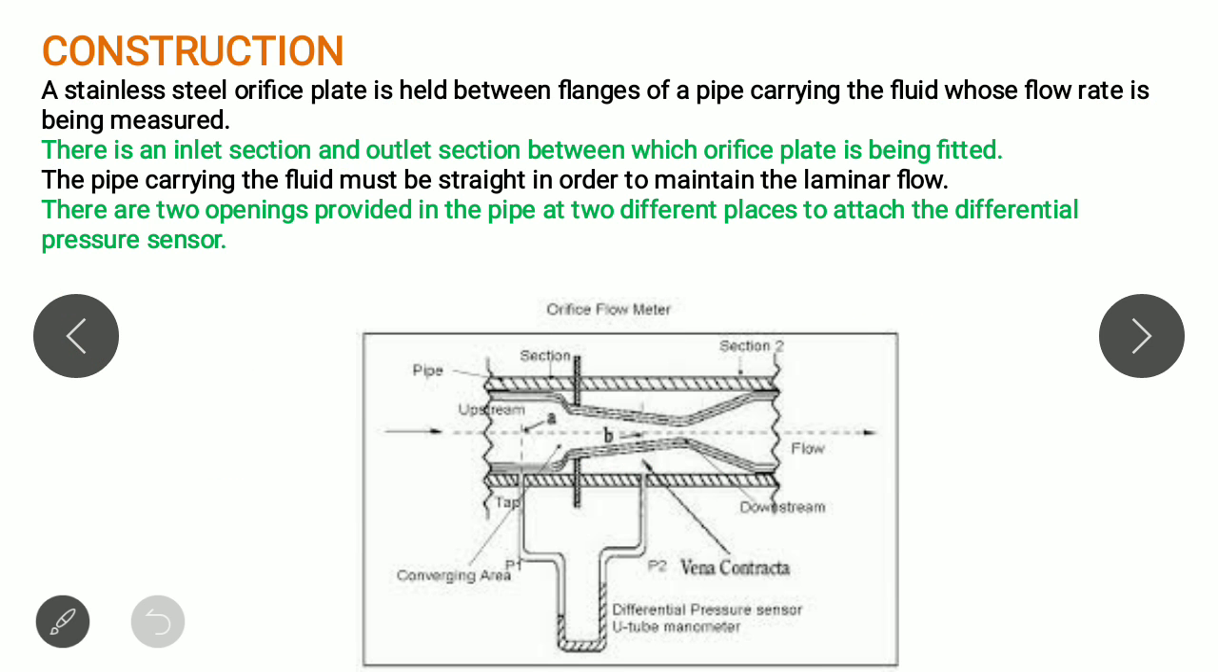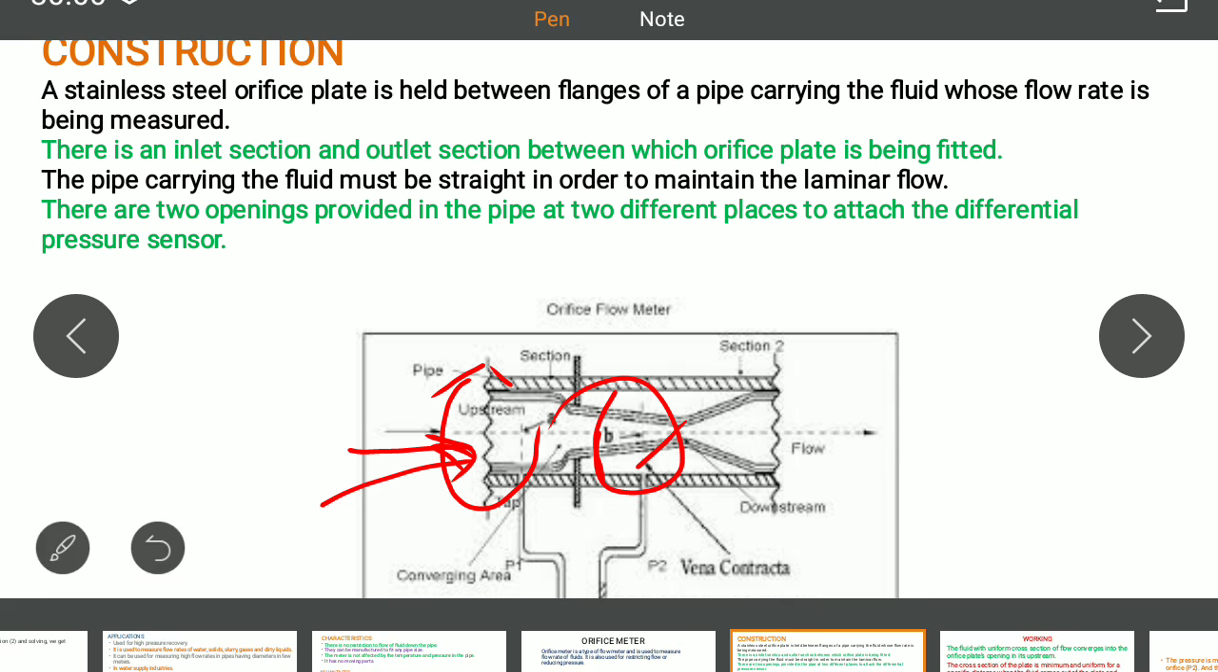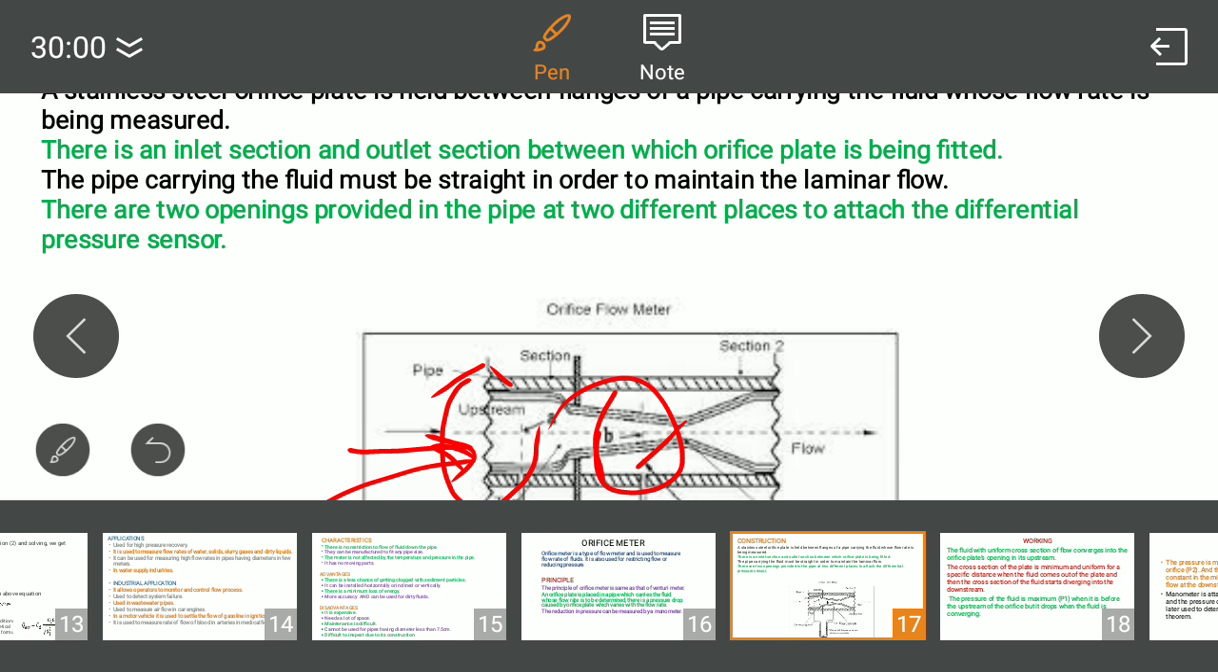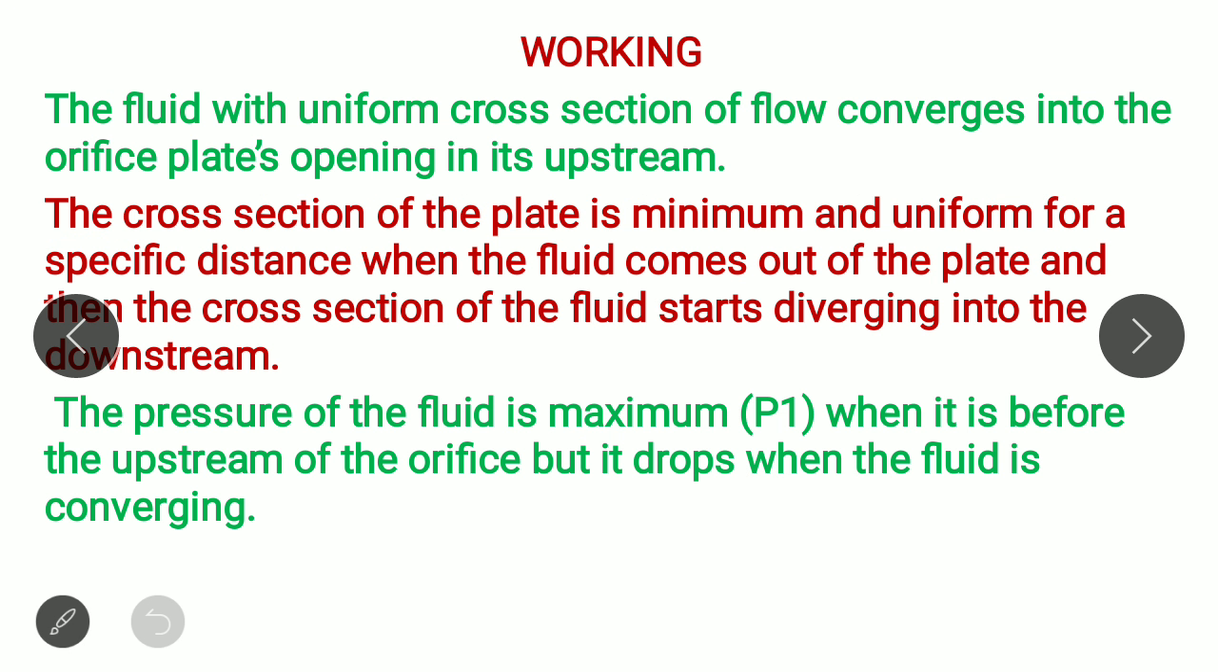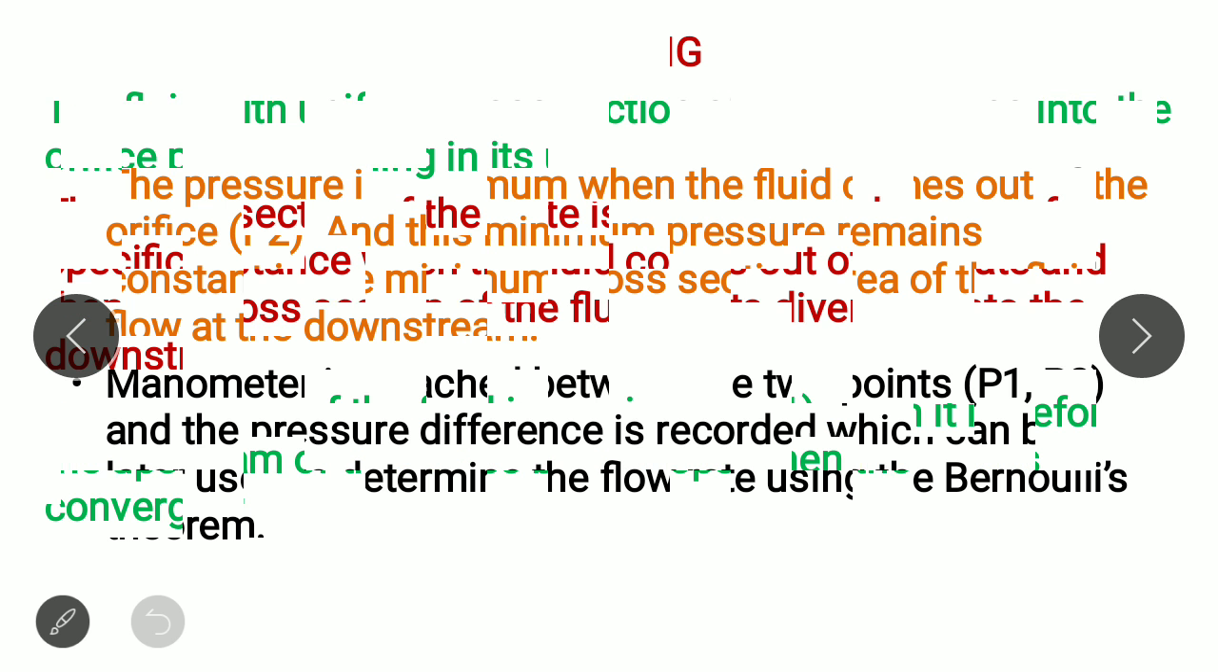The pressure difference is created between these two points, right? So what is the difference here? Normally the pressure was there in the pipe, but because of the increase in velocity, here the pressure is decreased. Okay, so upstream is this side, downstream is this side. So what is said here: the pressure of the fluid is maximum before the upstream of the orifice, but it drops when the fluid is converging.